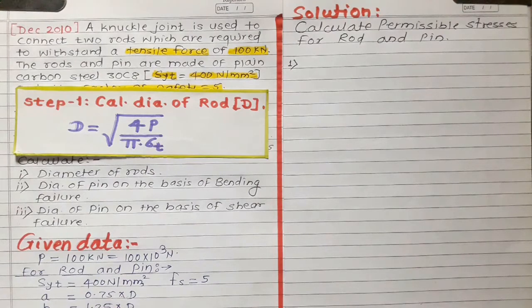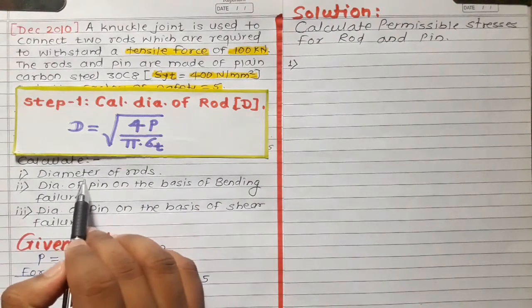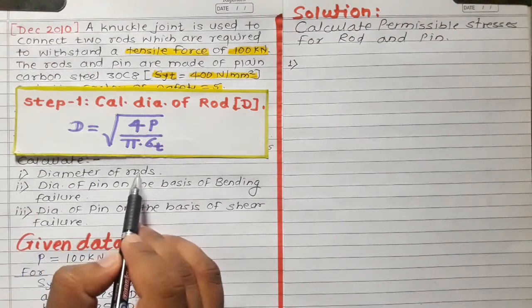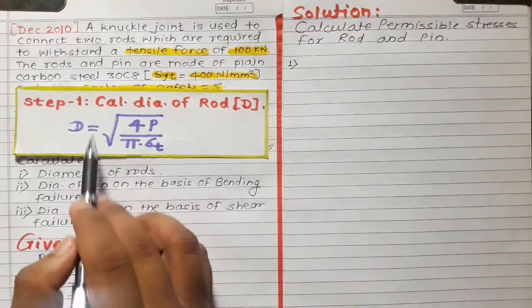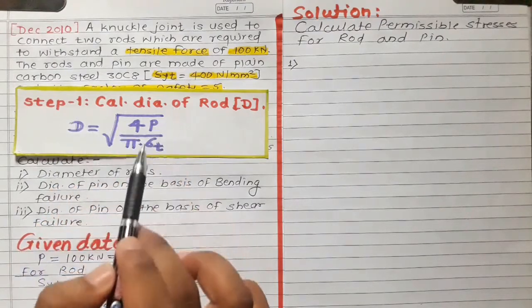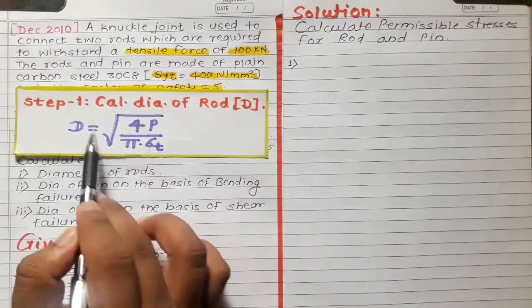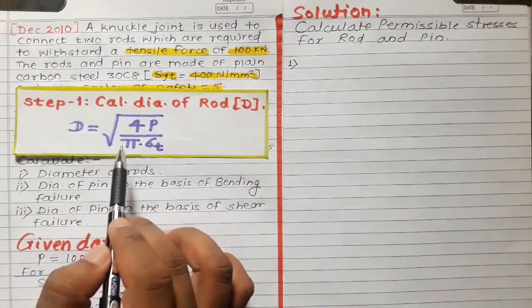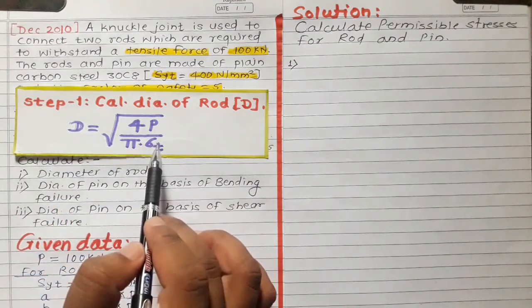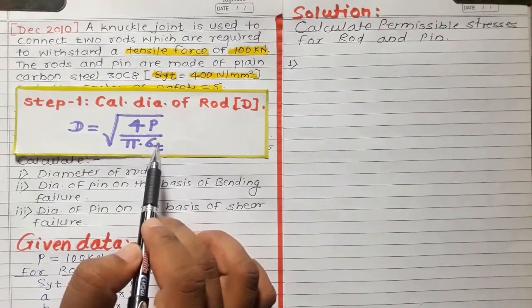So let us first calculate the permissible stresses for rod and pin. The first permissible stress that we have to calculate is based on the parameter that we have to determine. The first parameter is the diameter of rod, and this is the equation to find the diameter of rod from step number 1. This equation requires the permissible tensile stress. So the first permissible stress that we have to calculate is the permissible tensile stress for a rod.